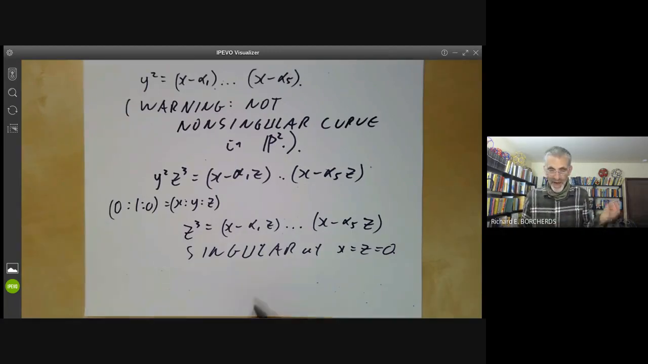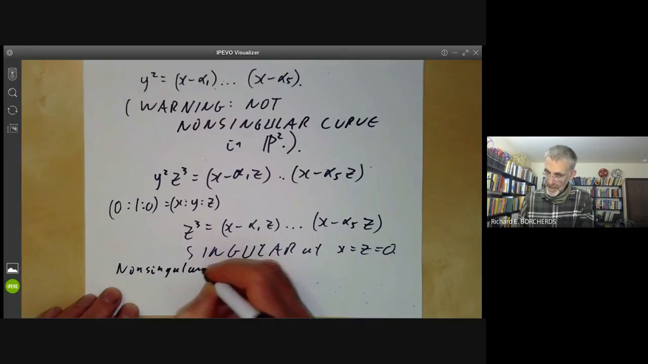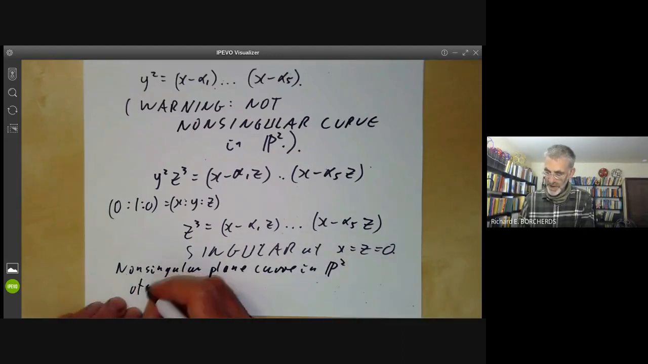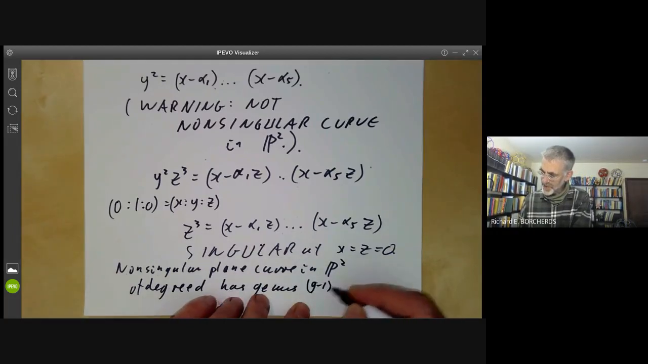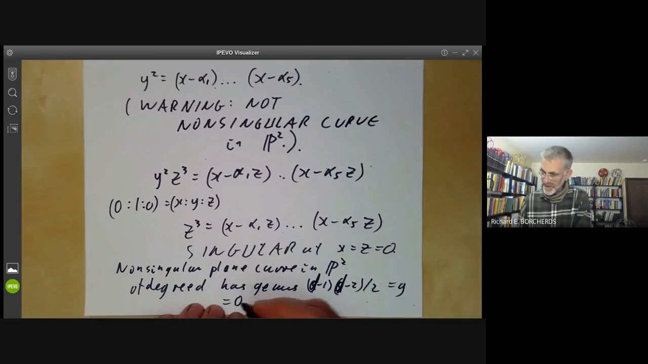So how can we embed a hyperelliptic curve as a non-singular plane curve? And the answer is you can't, because a non-singular plane curve in P2 of degree D has genus G equals (D minus 1)(D minus 2) over 2, which is one of the numbers 0, 1, 3, 6, 10, and so on. So a curve of genus 2 cannot be embedded as a non-singular plane curve in the projective plane.